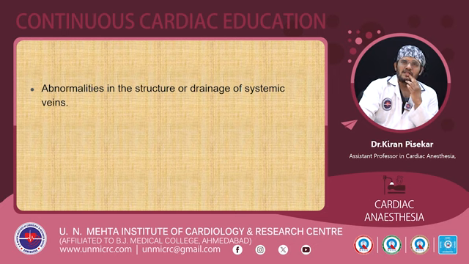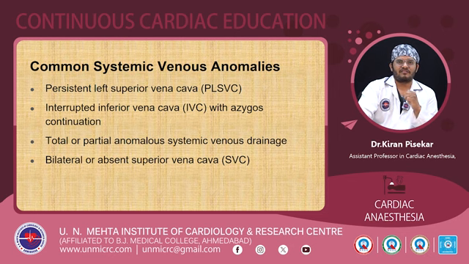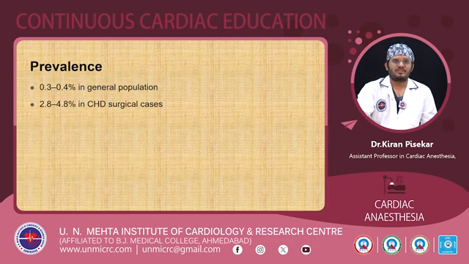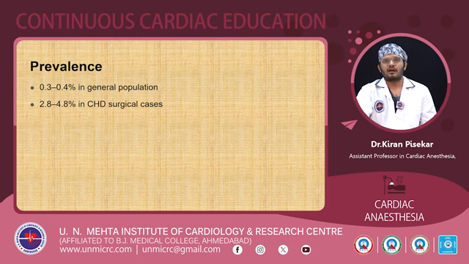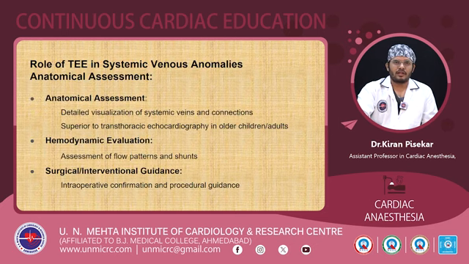So any abnormality in the structure or drainage of the systemic veins can lead to anomalies. Common systemic venous anomalies are persistent left superior vena cava, interrupted inferior vena cava with azygous continuation, total or partial anomalous systemic venous drainage, and bilateral or absent superior vena cava. The prevalence is 0.3 to 0.4% in the general population and 2.8 to 4.8% in congenital heart disease surgical cases. This is found by reviewing various data.